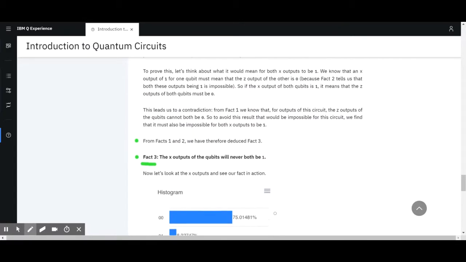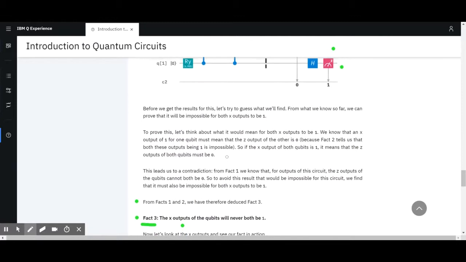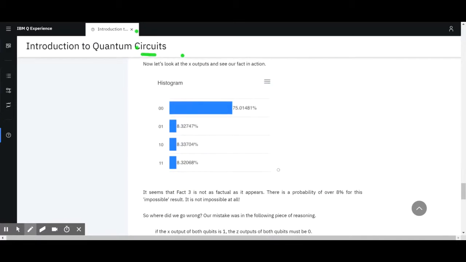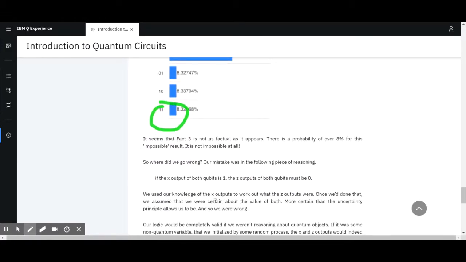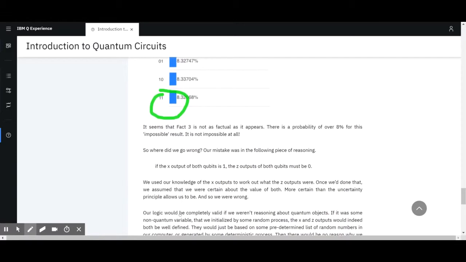Then they go ahead and measure those two qubits, and they prove that bam, there's an 8% chance that this happens. So where did we go wrong? If the X output of both qubits is 1, the Z outputs of both qubits must be 0. We use our knowledge of the X outputs to work out what the Z outputs were. Once we've done that, we assumed that we were certain about the value of both, more certain than the uncertainty principle allows us to be, and so we were wrong.